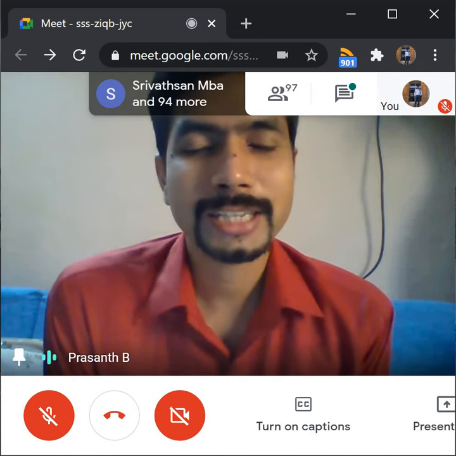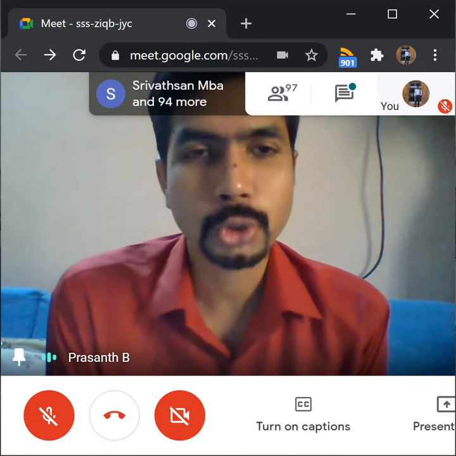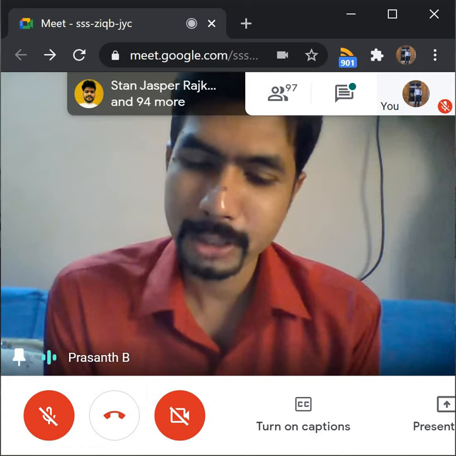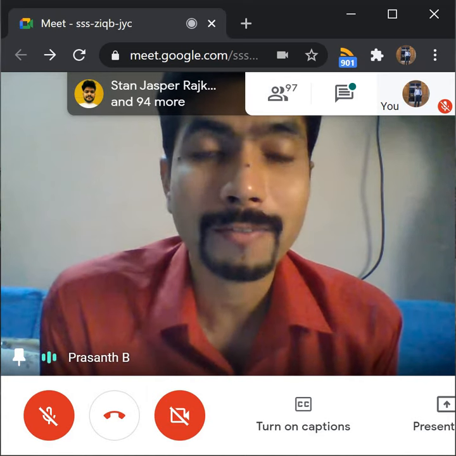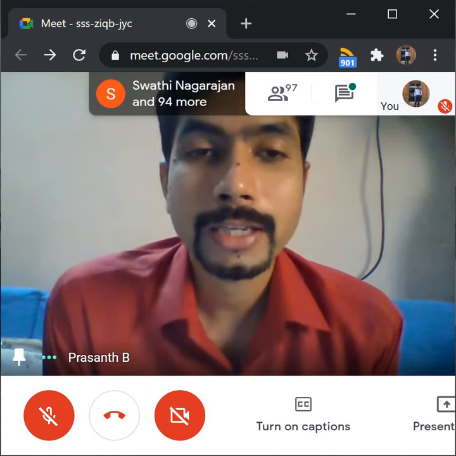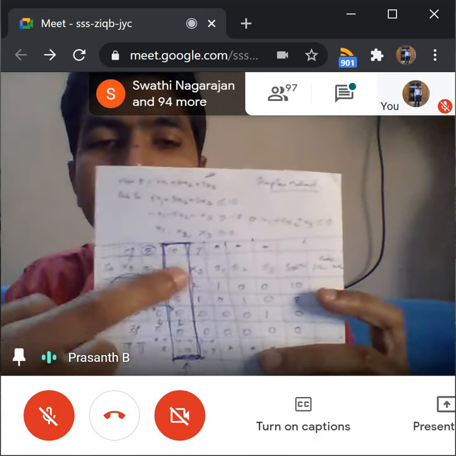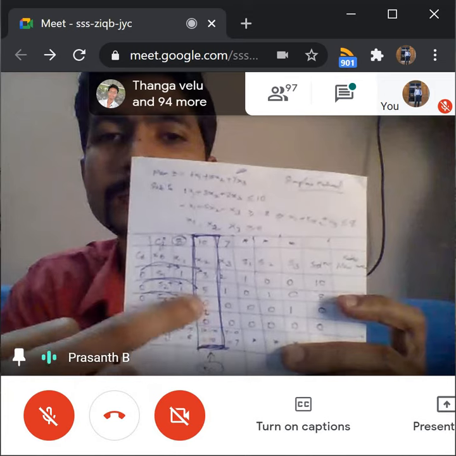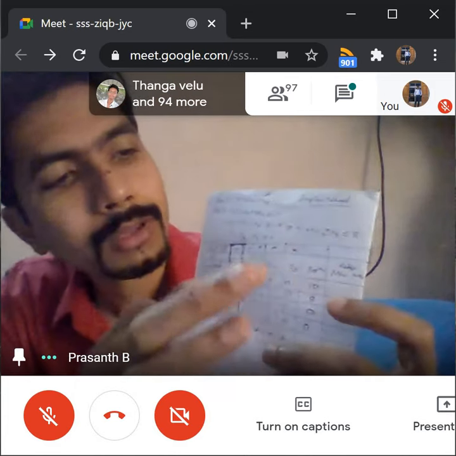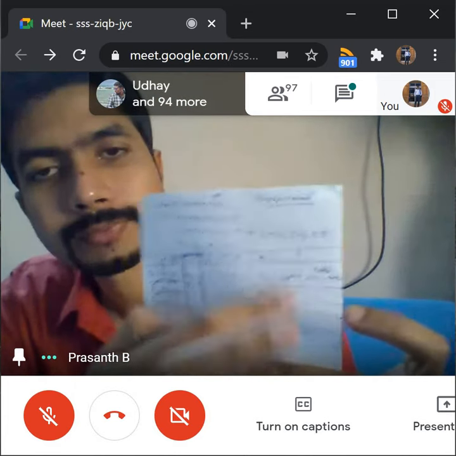So what he says is, I am going to divide my solution with the corresponding value in the key column. This is the corresponding value in the key column, and this is my solution.